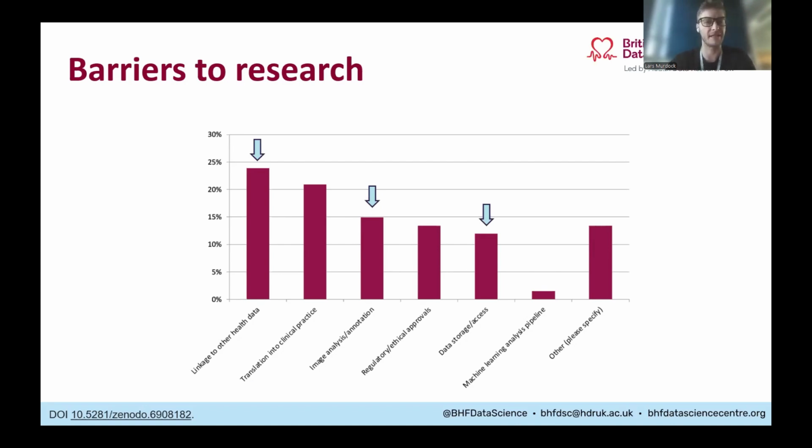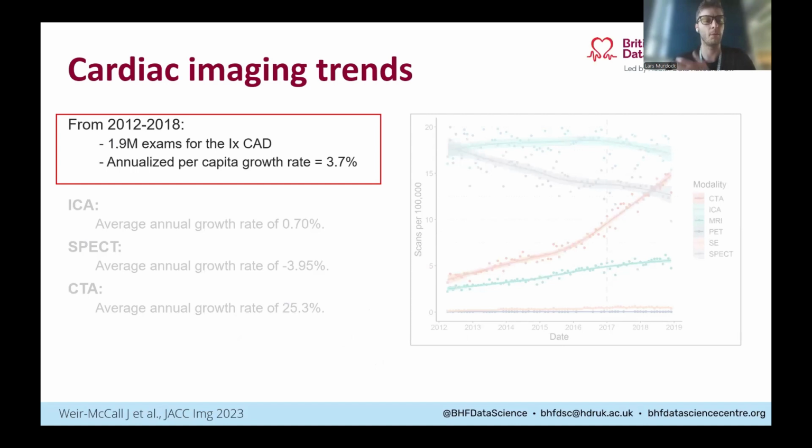And it's not easy to find someone because of these barriers, but one of our collaborators, Jonathan Weir McCall, is a cardiologist, and he has done a study on this in English imaging data in the 2010s. And he found that there were lots and lots of medical exams, imaging investigations that could be used for a particular type of cardiovascular disease. So certainly a lot going on in the health space. And this was actually growing. So the number of scans was increasing over time, even above population growth.